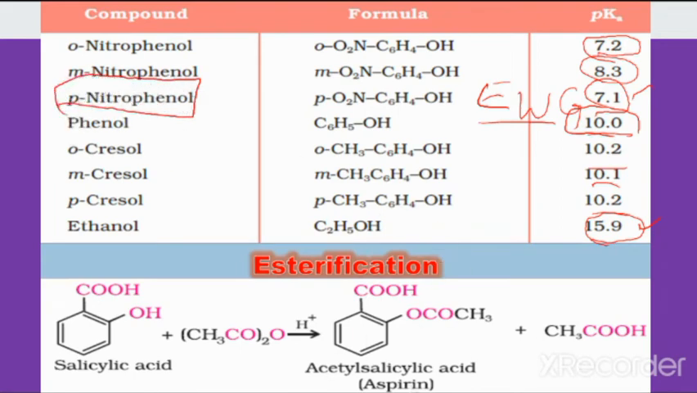Next, another reaction, that is the esterification. When the phenolic compound, salicylic acid, is treated with acetic anhydride in the presence of a mineral acid, it gives acetylsalicylic acid, also known as aspirin. Along with that it also gives acetic acid. So in this case the phenolic group is treated with acetic anhydride and forms the ester.